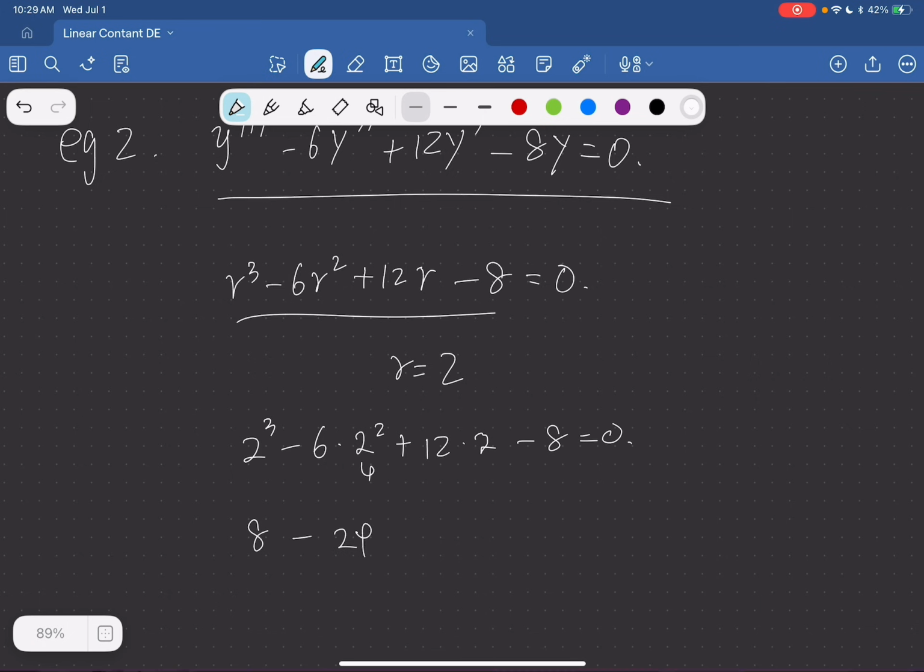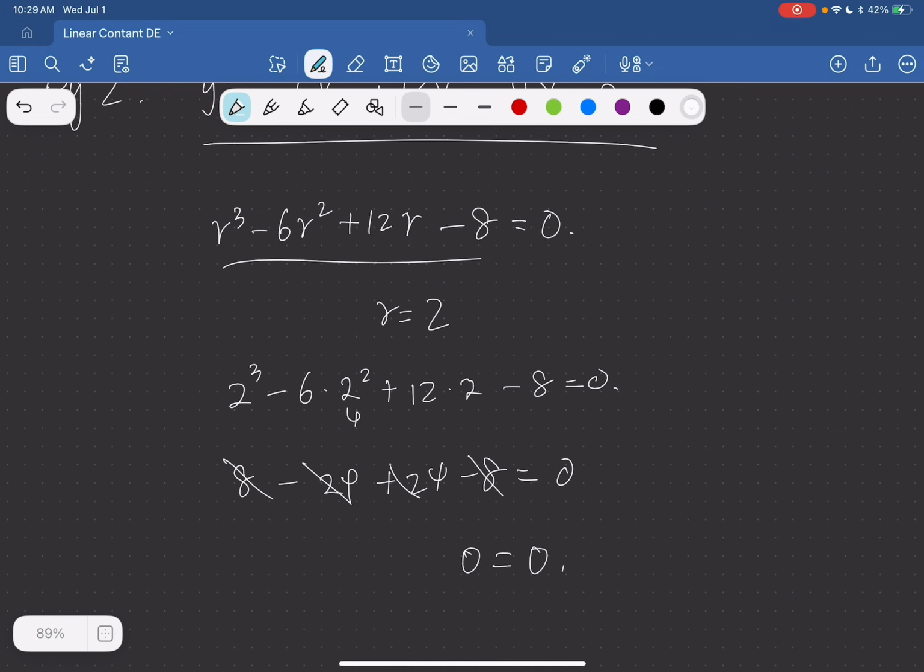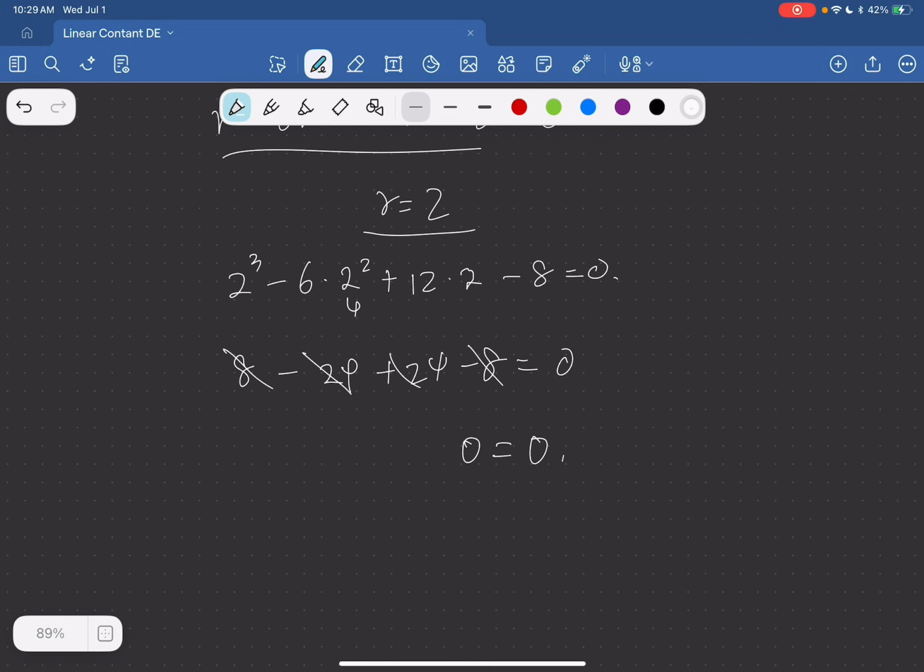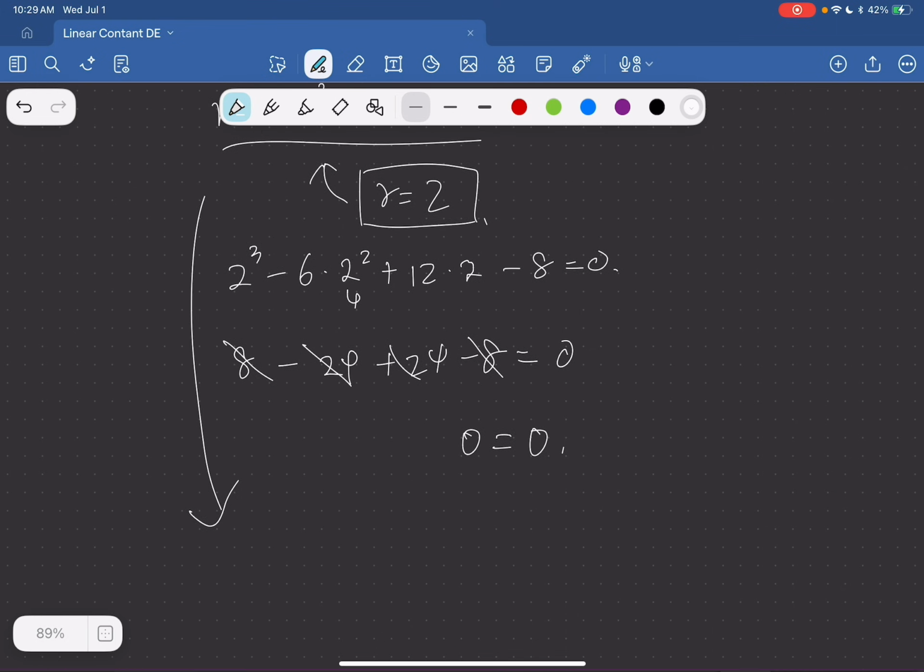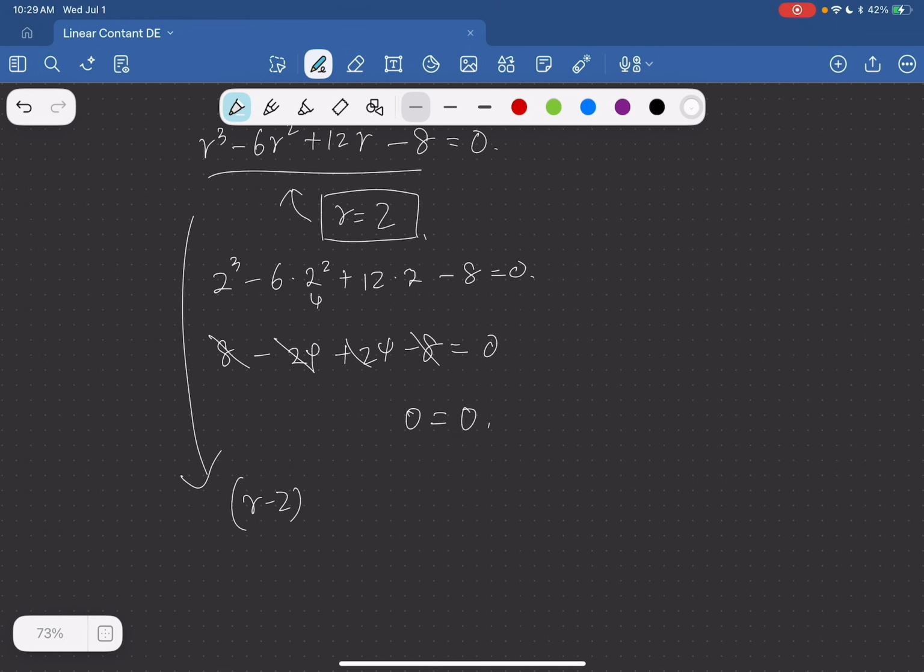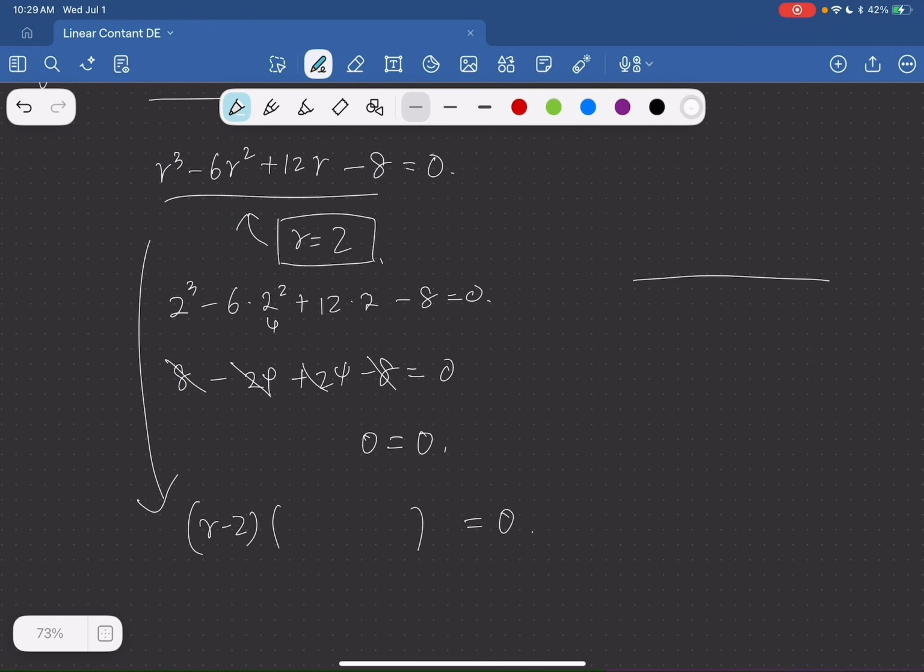So this will be like this. And they're cancelled out. So 0 is equal to 0. So r equals 2 is a root of this characteristic equation. So we can simplify this into something like r minus 2 times something is equal to 0. So again, we can use the long division method as in the first case. And the eventual answer for this is (r minus 2) squared.